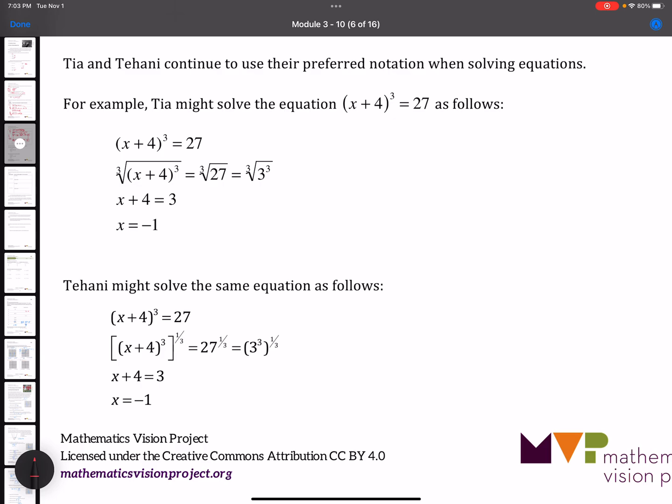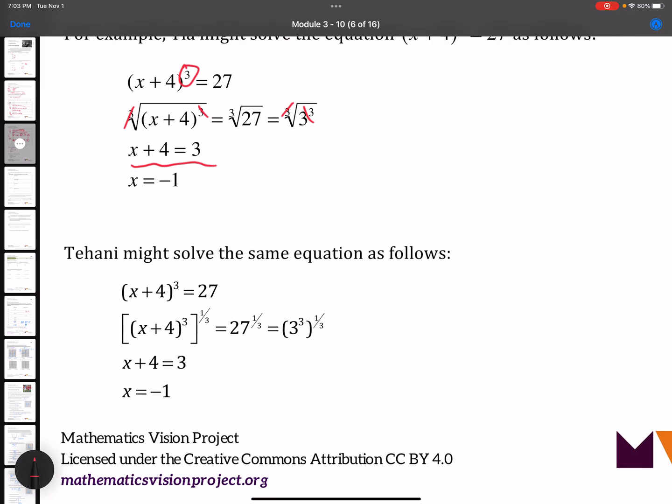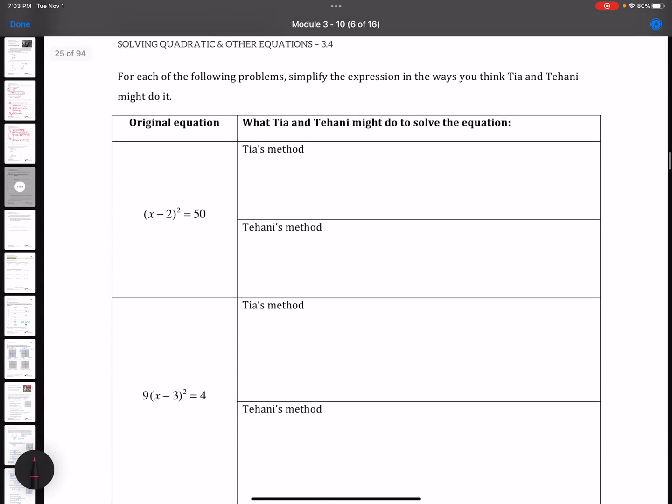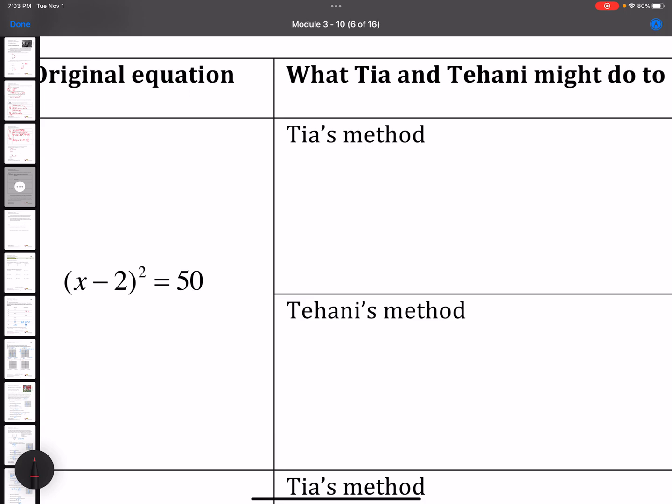Okay, Tia and Tahani continue to use their preferred notation when solving equations. So now we have two sides of an equal sign that we have to solve. The opposite of a cube is a cubed root, so we just go ahead and do that. They cancel. Once that 27 is simplified, it cancels, and then we've got a pretty easy algebraic equation to solve here. Tahani would do a similar thing, raising it to the 1/3 power instead. So we're just going to do the same thing with Tahani and Tia, but using it over equations as well. So I see x minus 2 quantity squared equals 50, and I'm going to need to square root both sides.